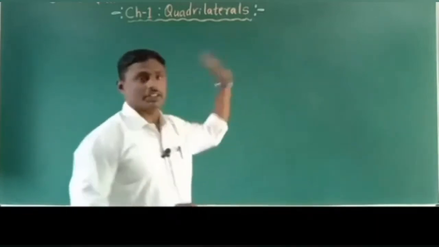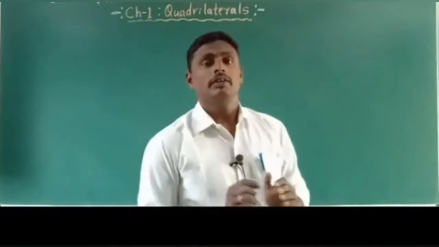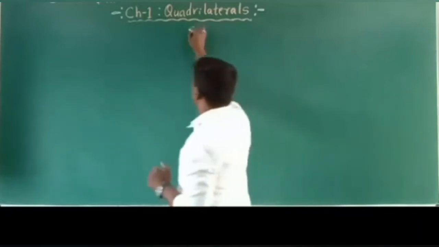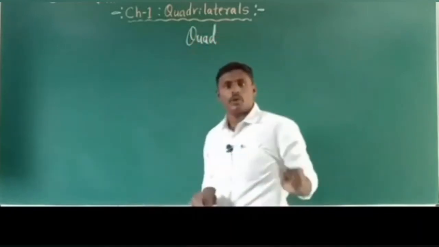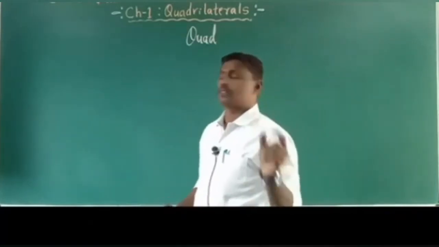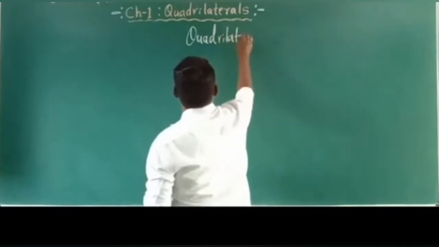So in this session we are going to divide the quadrilateral. So how can you divide the quadrilateral? We already know the definition of quadrilateral. Quadrilateral means it is a polygon bounded by 4 line segments, or it has 4 sides, okay? So quadrilateral.